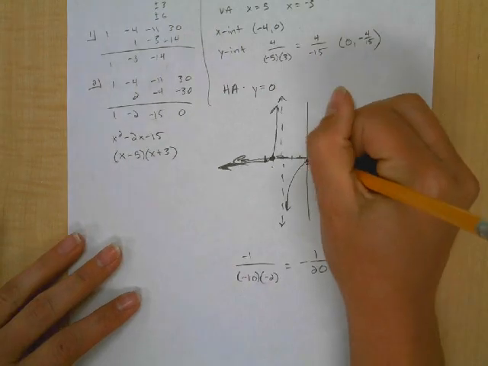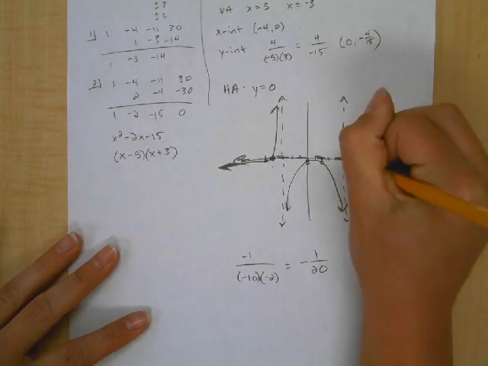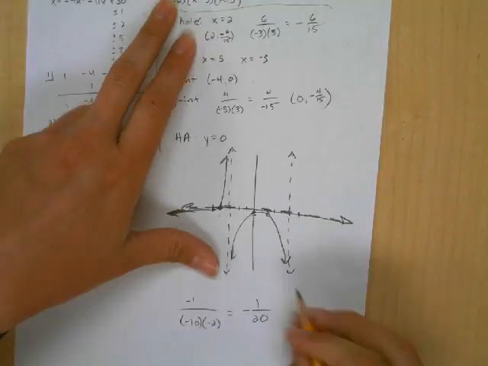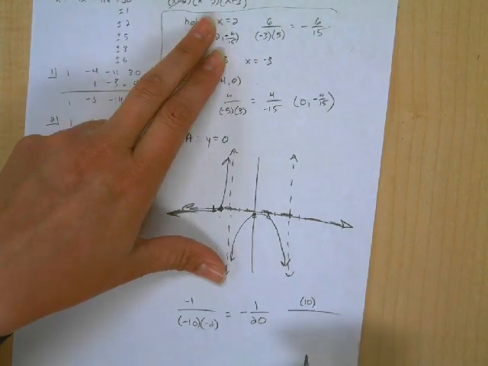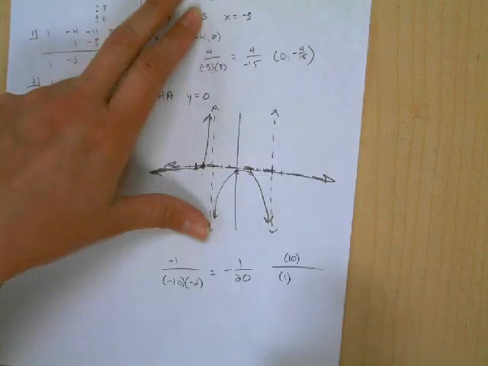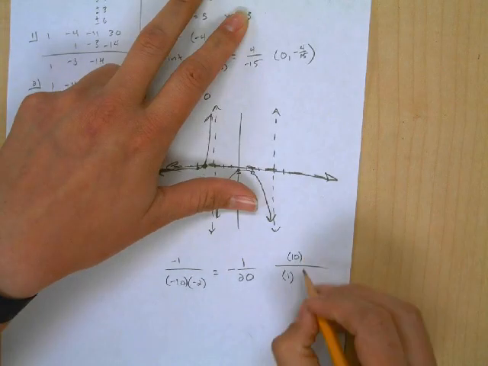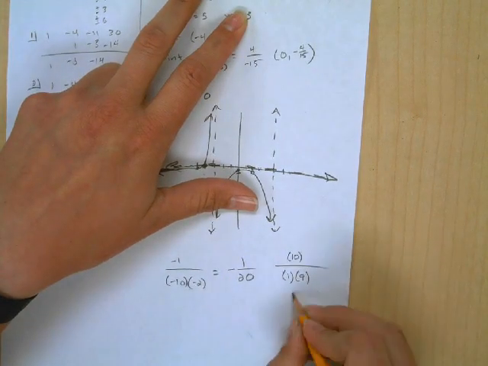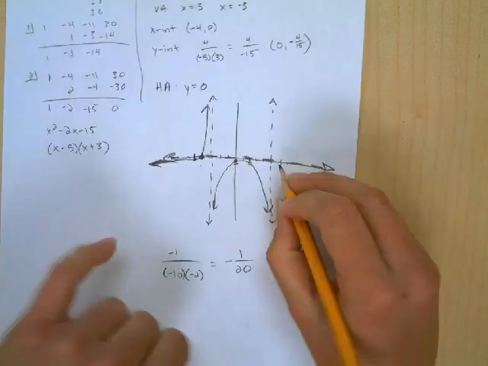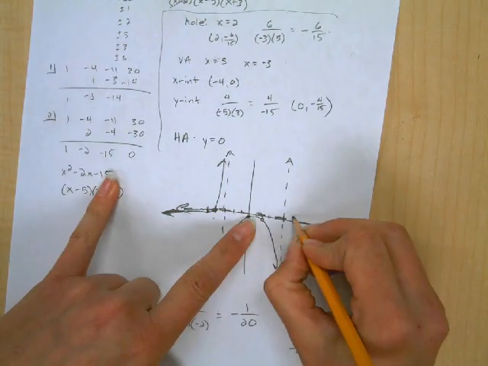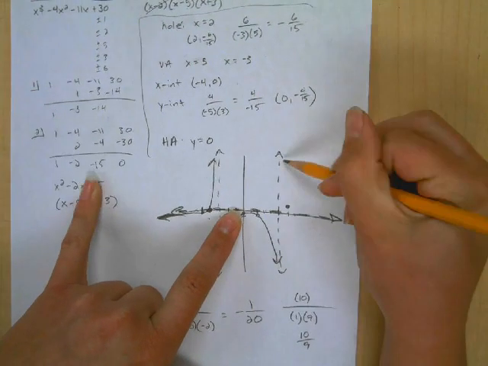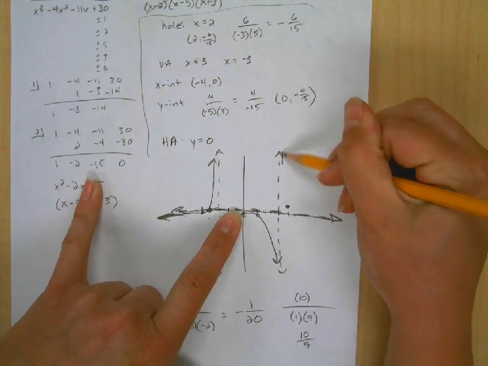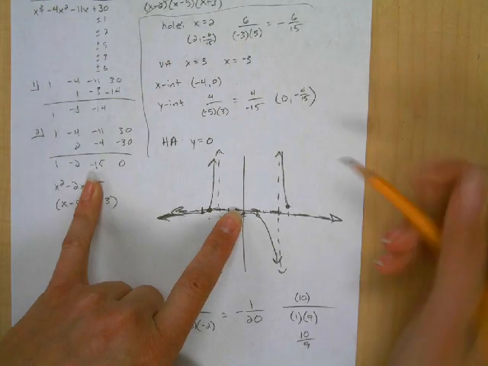This is at 5, so pick 6, plug that in. 6 plus 4 on top would give me 10. And then 6 minus 5 is 1. And then 6 plus 3 makes 9. So we get 10/9, so just over 1 on this side. Since it's on that side, then we're going to come through and hit this one from this side.